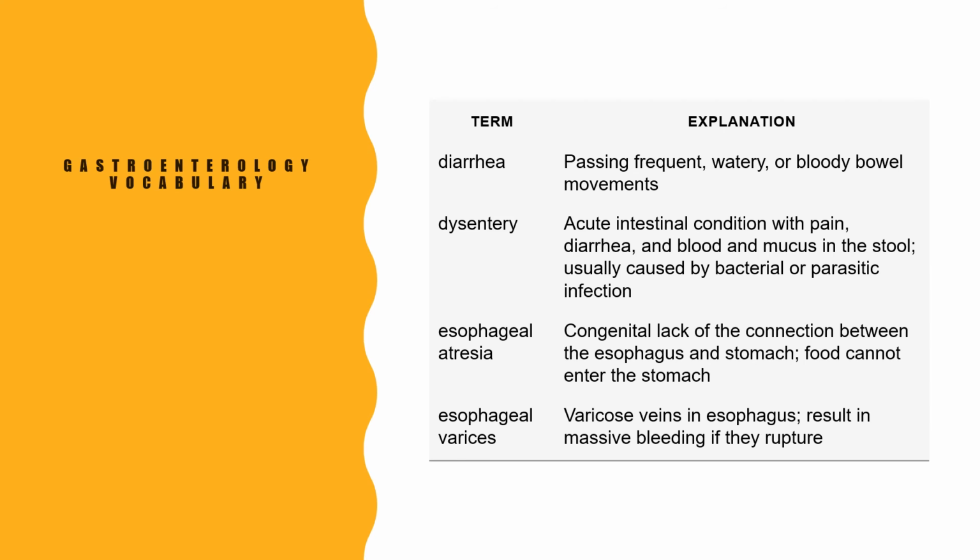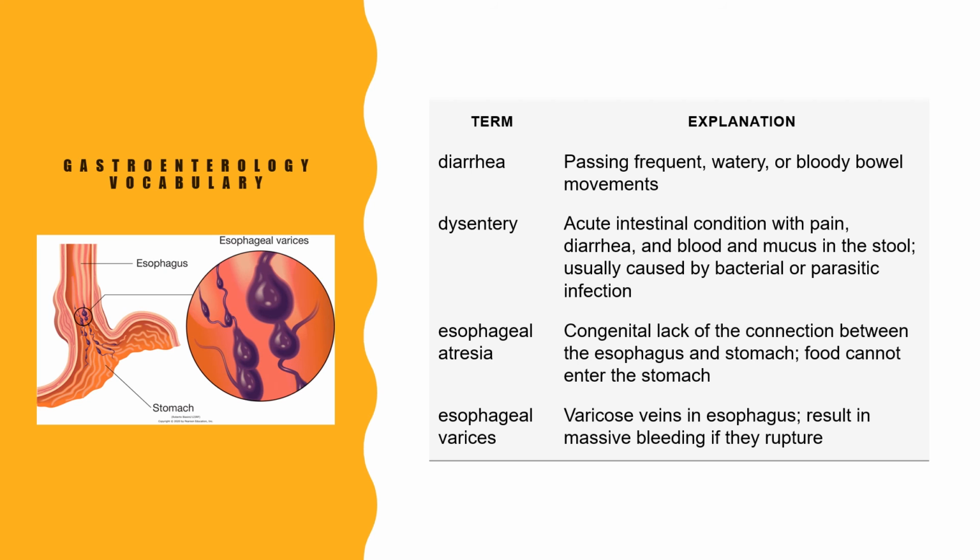Diarrhea is passing frequent watery or bloody bowel movements. Dysentery is an acute intestinal condition with pain, diarrhea, and blood and mucus in the stool. It's usually caused by a bacterial or parasitic infection. Esophageal atresia is a congenital lack of connection between the esophagus and stomach, where food cannot enter the stomach. Esophageal varices are varicose veins in the esophagus, and they result in massive bleeding if they rupture.